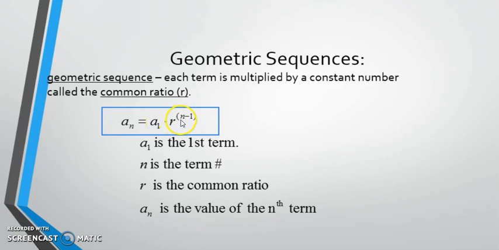N is the term number, just like before. So if we're talking about finding the 20th number, then n is 20. And A sub n would be what is that actual 20th number in the pattern for that example. So this is our explicit rule, which we'll use again in a little bit for the example.